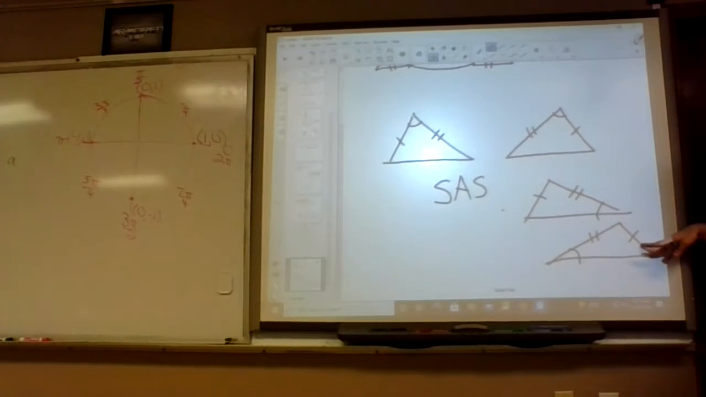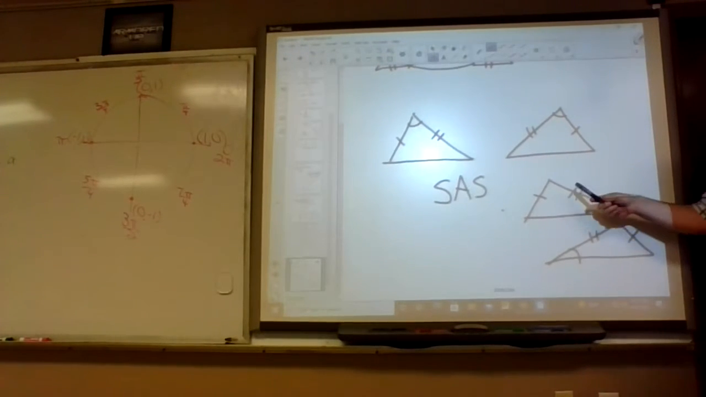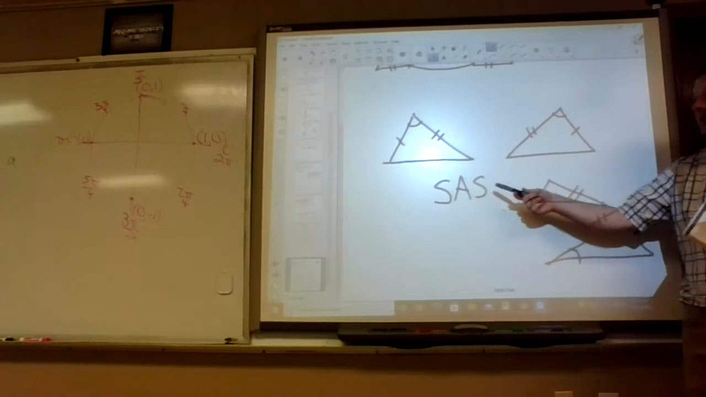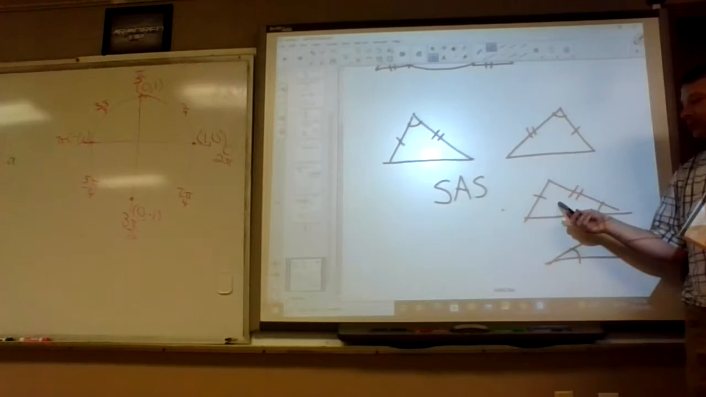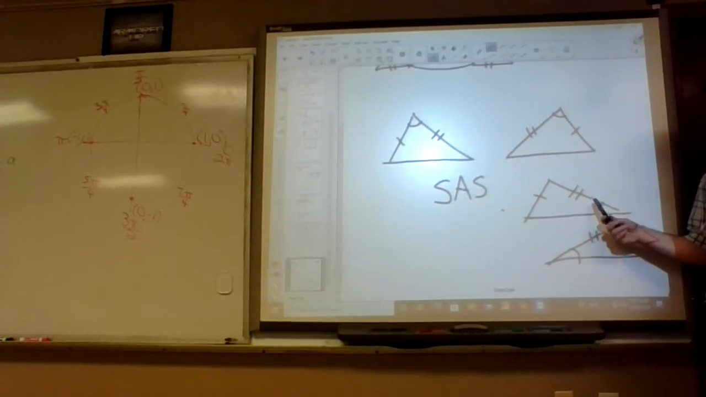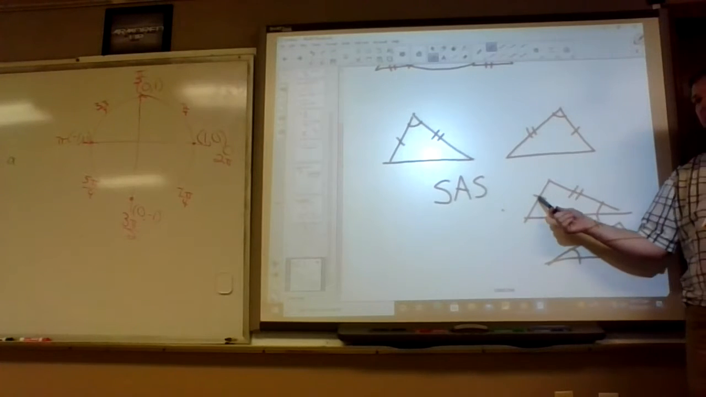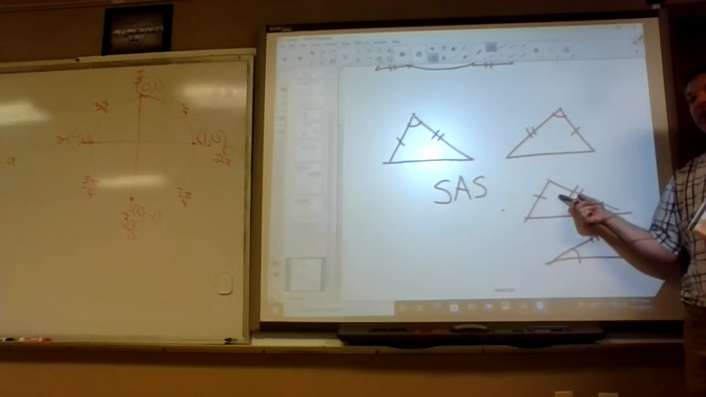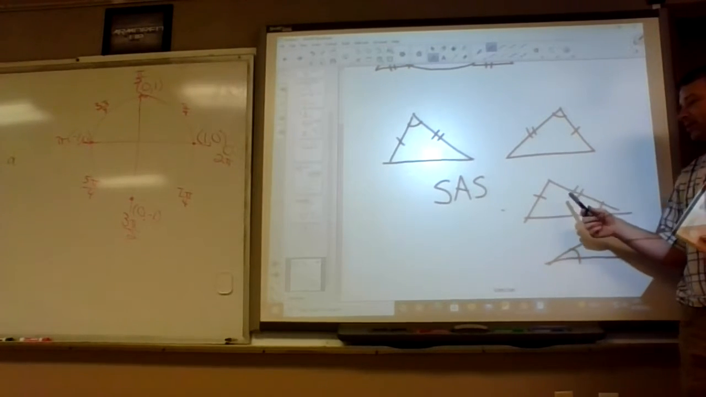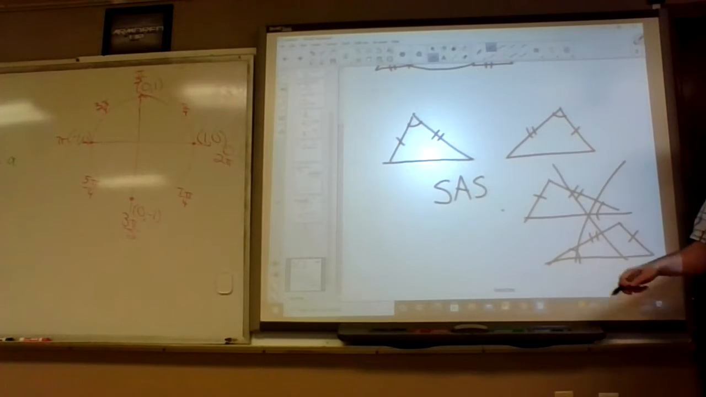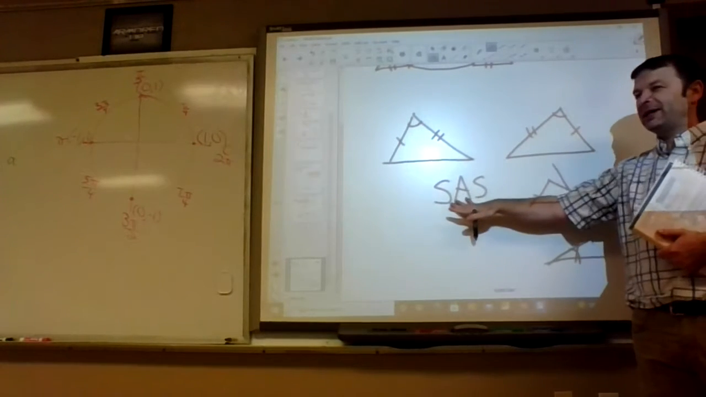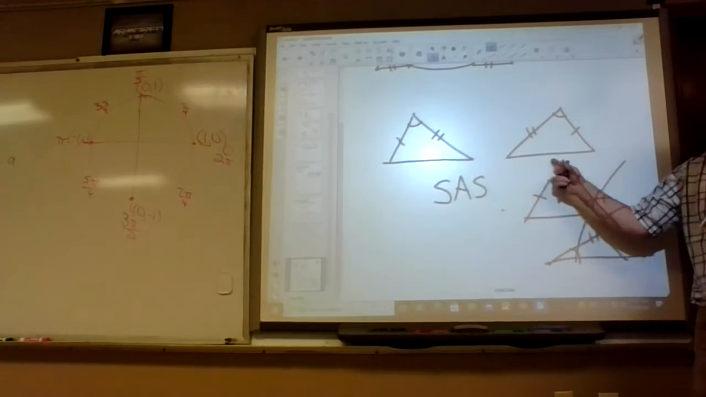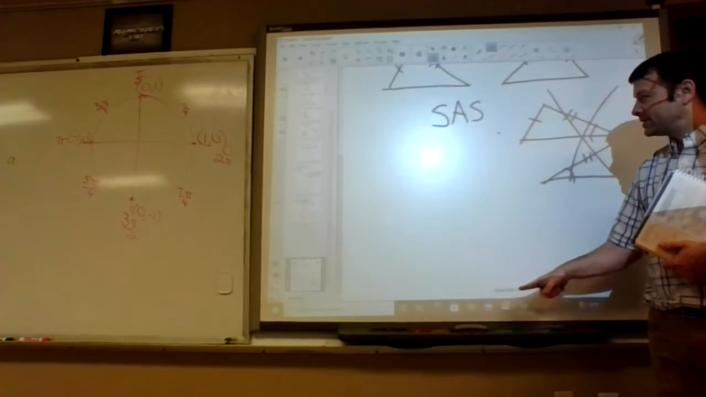Anyway, this would be side, angle, not side, angle, side. So this is a no-no. This one, angle, side, also makes a bad word. If it makes the bad word, that means it's not right. You can't use that one. That's not congruent. All right, SAS is good. Side, angle or angle, side, it doesn't work at all.